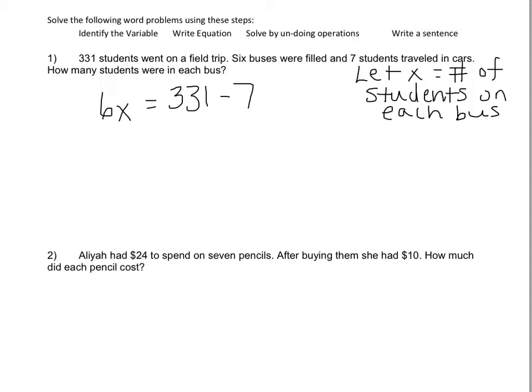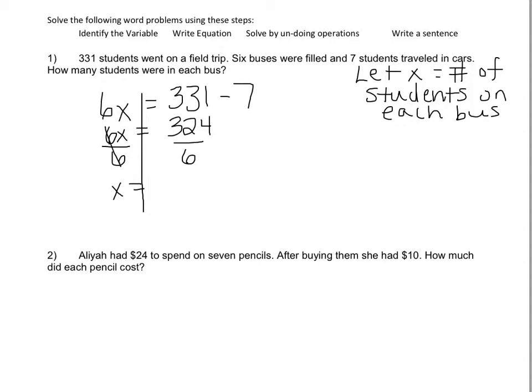To solve, we first combine. 6x equals, and then we do the subtraction, 331 minus 7, which equals 324. Divide by 6 on both sides, right? We did this. 6 divided by 6 is 1, that cancels. We end up with x equals, and we got to do the division, 324 divided by 6. We do that off to the side.